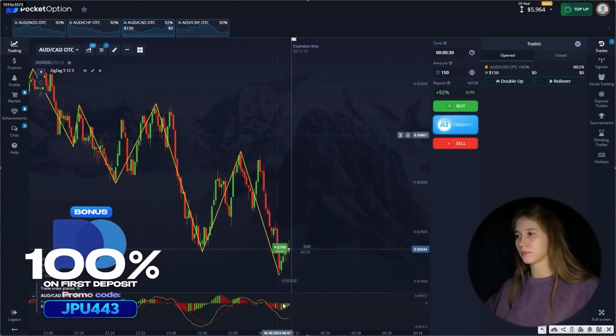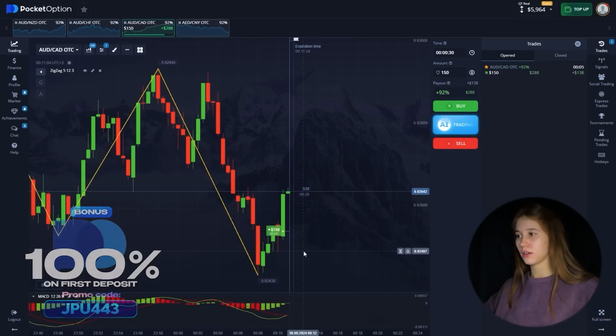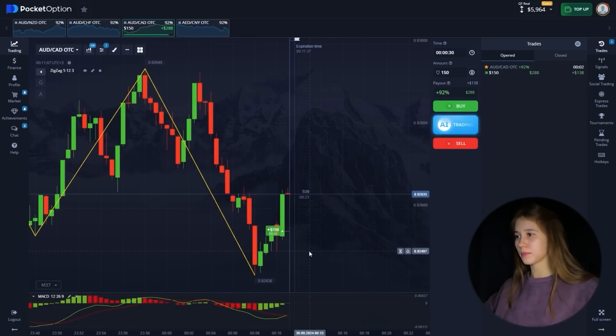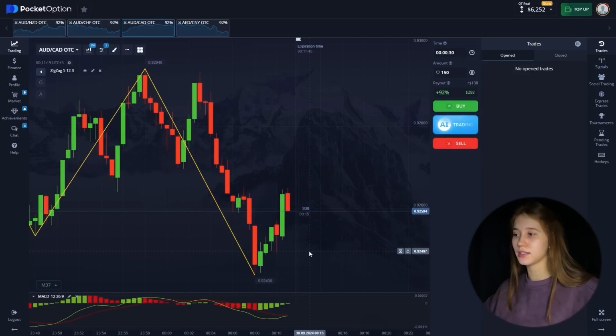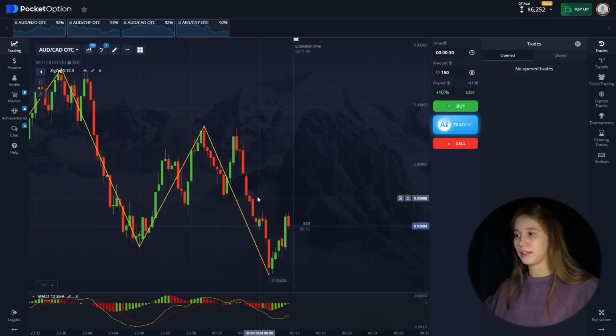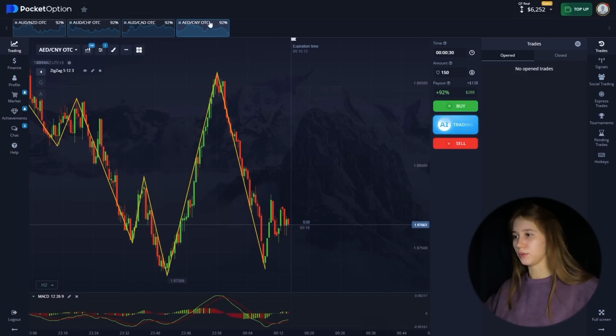We see on the MACD green lines prevailing, and an uptrend here on the chart. This movement to this area. 3 seconds left. Yep, good, perfect. We see a plus deal. So everything is working, you see it. I repeat, the video is without cuts. You see all this. Good.